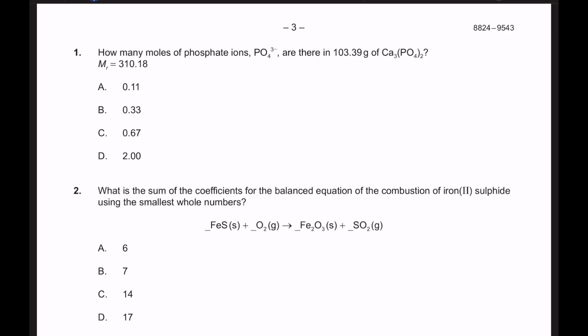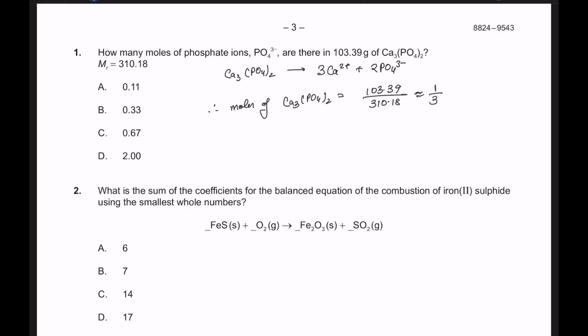How many moles of phosphate ions are present in 103.39 grams of Ca3(PO4)2? So Ca3(PO4)2 will dissociate to form 3Ca2+ and 2PO4 3-. Now, moles of Ca3(PO4)2 will be mass, which is 103.39, divided by 310.18. So 103 times 3 is approximately equal to 310, right? So you can approximate it to 1 by 3, right?